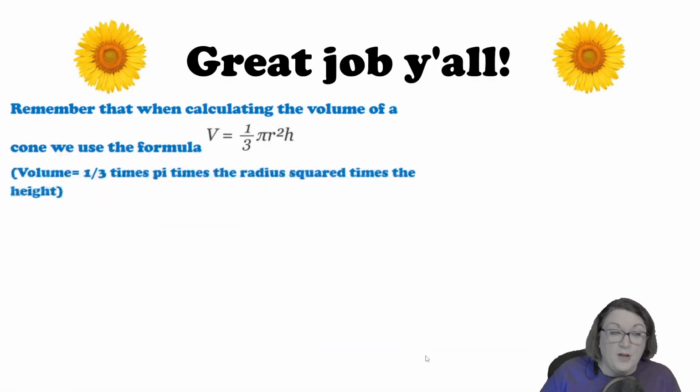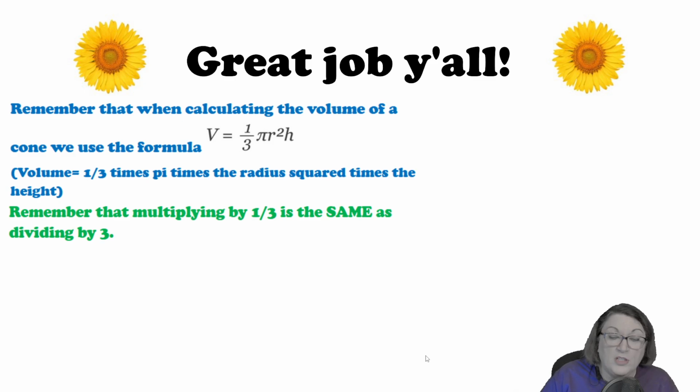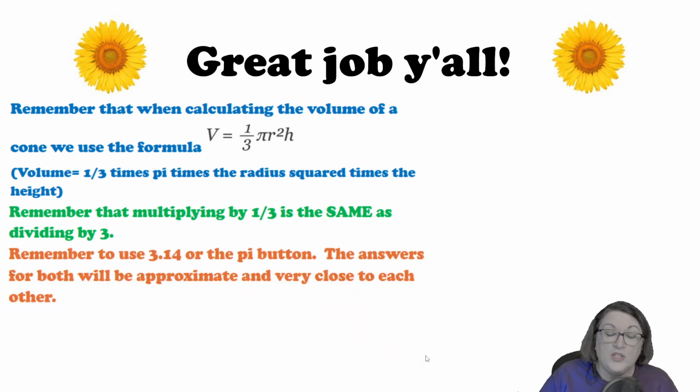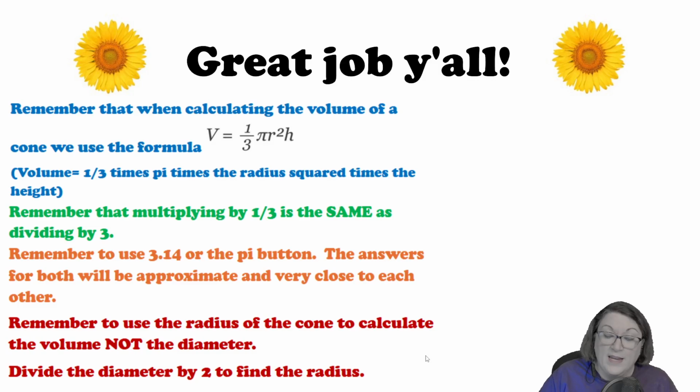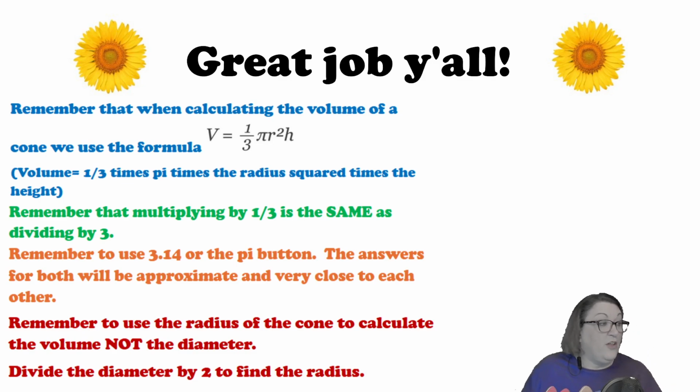Okay, so great job, y'all. Remember that when calculating the volume of a cone, we use the formula 1/3 times pi times the radius squared times the height. It's basically the cylinder formula with a 1/3 in front of it. Remember that multiplying by 1/3 is the same as dividing by 3. And also remember to use 3.14 or the pi button. The answers will both be approximate and very close to each other. Remember to use the radius of the cone to calculate the volume, not the diameter, and divide the diameter by 2 in order to find the radius. And that's pretty much all there is to it, guys.